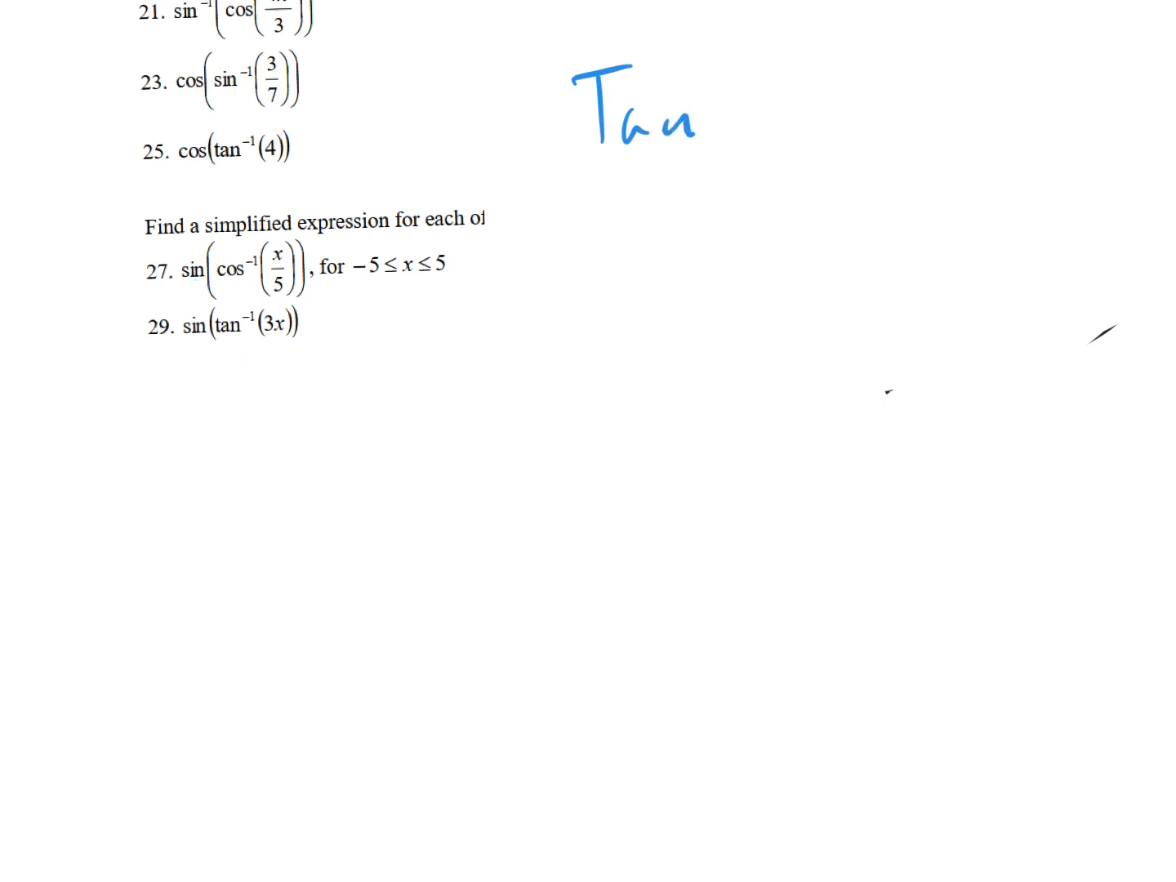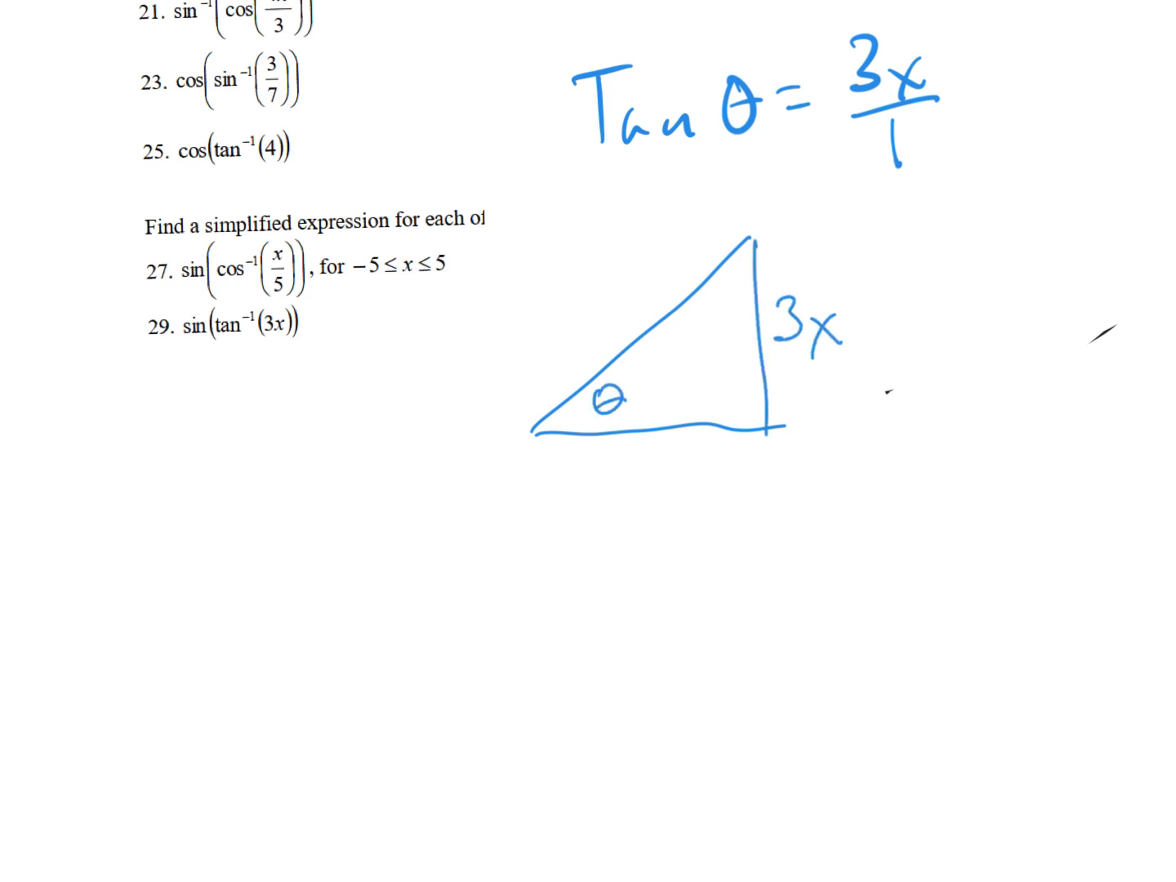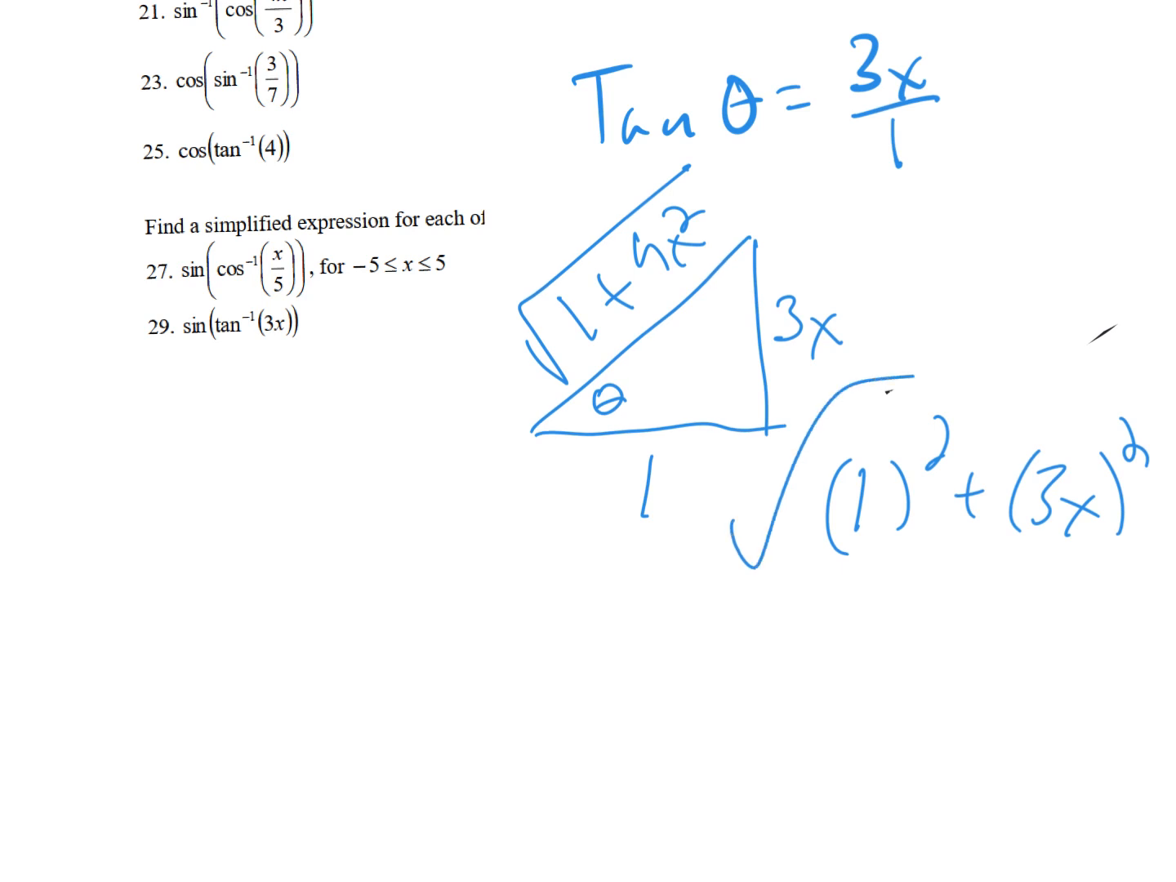Some angle has a tangent that's equal to 3x, or 3x over 1. So let's draw that triangle again. Here's the angle, so opposite over adjacent. So the hypotenuse will be 1 squared plus 9x squared, and then we take the square root. Remember, we're doing 1 squared plus 3x squared, and then taking the square root. So that's where I'm getting the 9x squared from.